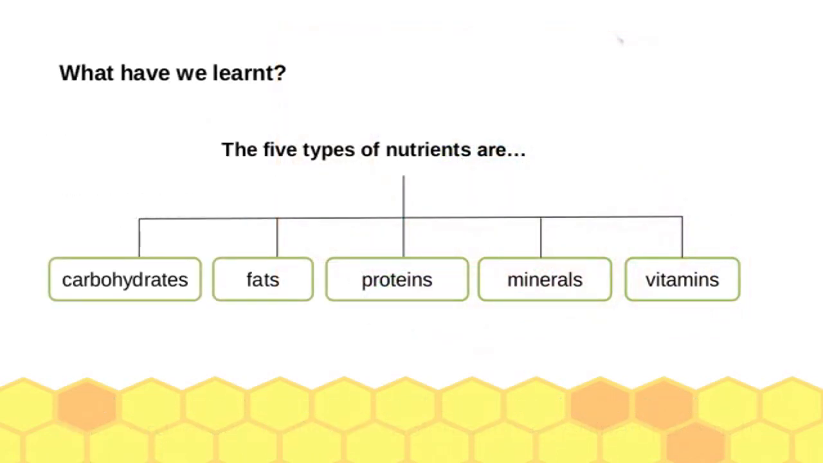So, my dear children, we have learned that food contains different types of nutrients, and we have learned about the 5 types of nutrients present in food, which are carbohydrates, fats, proteins, minerals, and vitamins.